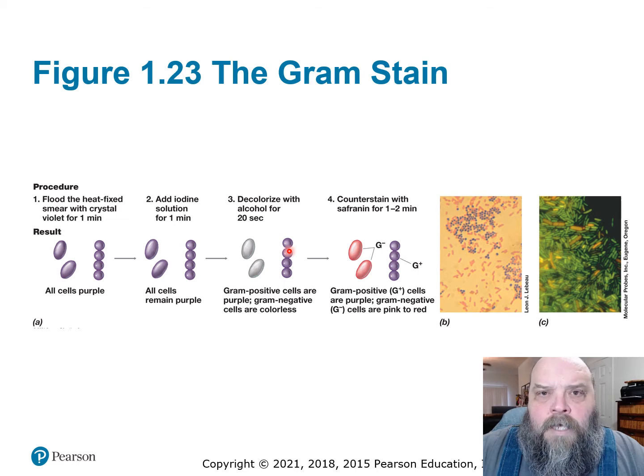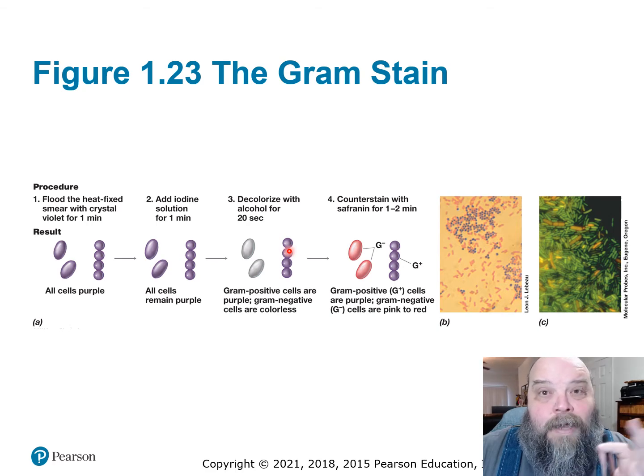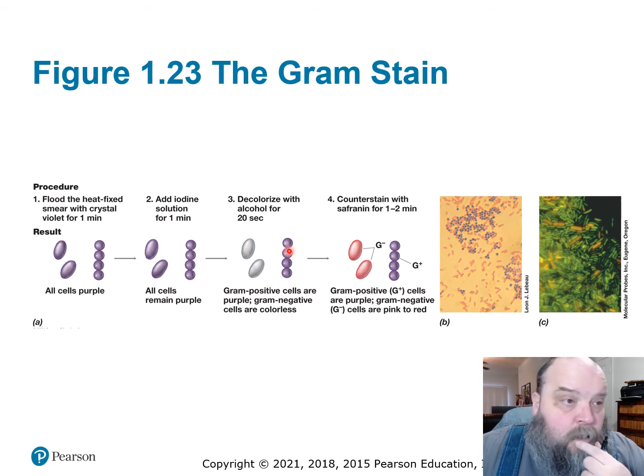Rinse away what, you say? Well, any excess crystal violet, any excess iodine, and membranes. Turns out alcohol rips up membranes. That lipid bilayer just gets shredded in the presence of alcohol. You know, the cell wall gets damaged to a degree too.